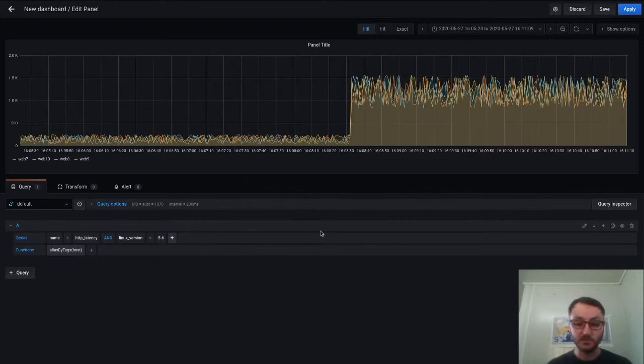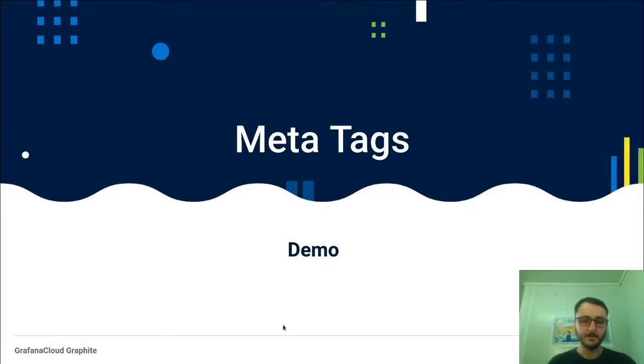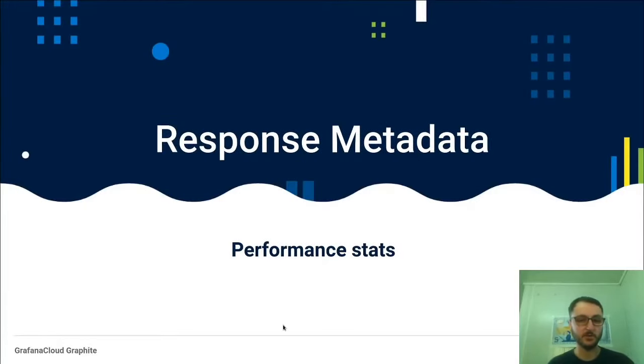Meta tags are really useful for additional properties, especially when they need to receive updates over time, such as operating system version and so on. The next feature I want to talk about is response metadata, and specifically the performance stats that are part of that metadata. This is really helpful in helping you optimize your queries. Let me show you how this works in a demo.